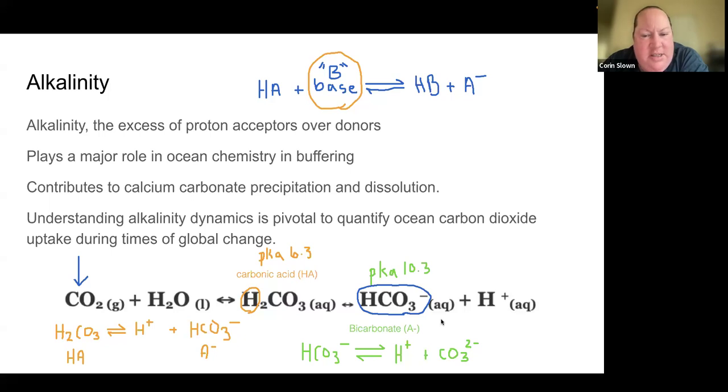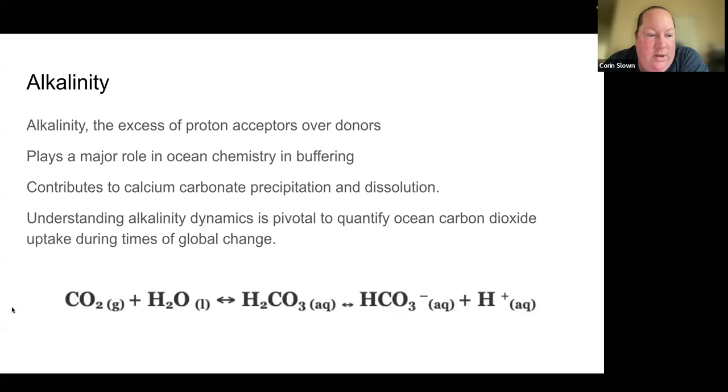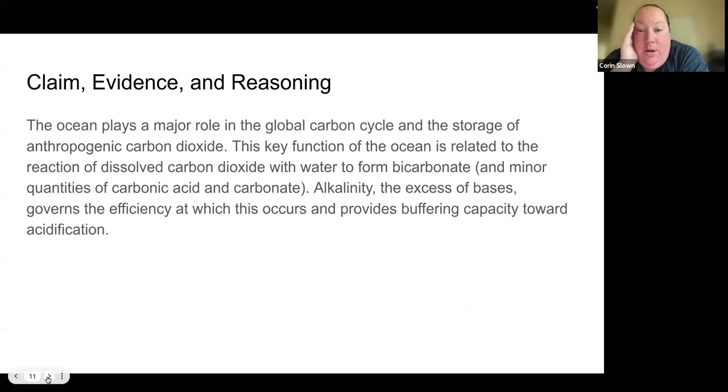Any clarifying questions about the equilibrium reactions that we're looking at, either for carbonic acid going to bicarbonate or for bicarbonate going to carbonate? Okay, hearing none, if you have questions, please don't hesitate to pause me. But we're going to move and take a look at the next piece of this. So, I often ask you to write claim evidence and reasoning statements. We're going to work on one together today.